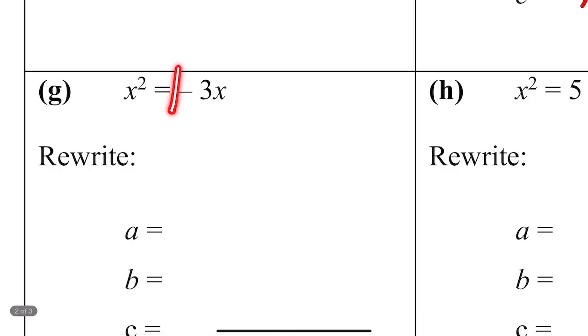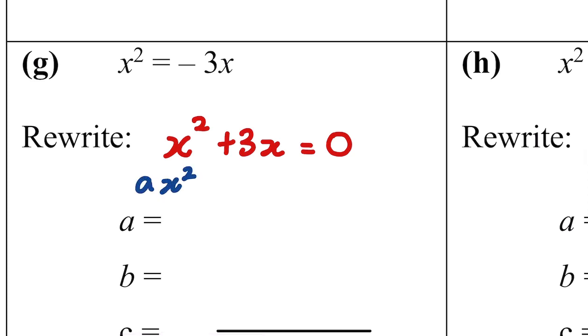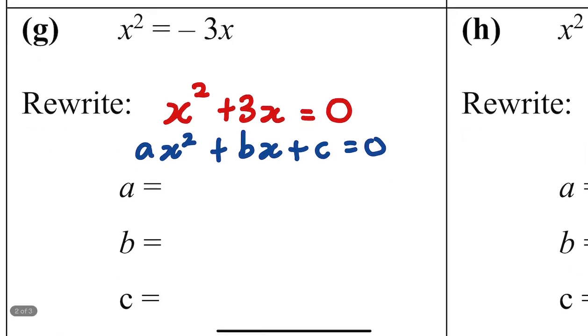Now the right hand side of the equation is negative 3x. So in order to make the right hand side equal to 0, I must get rid of this negative 3x. So I'll add 3x on both sides. This will become x squared plus 3x equals to 0. Then now we can compare with ax squared plus bx plus c equals to 0. By comparison, you can see that your a is this number here, which is an invisible 1. Your b here is simply equals to 3.